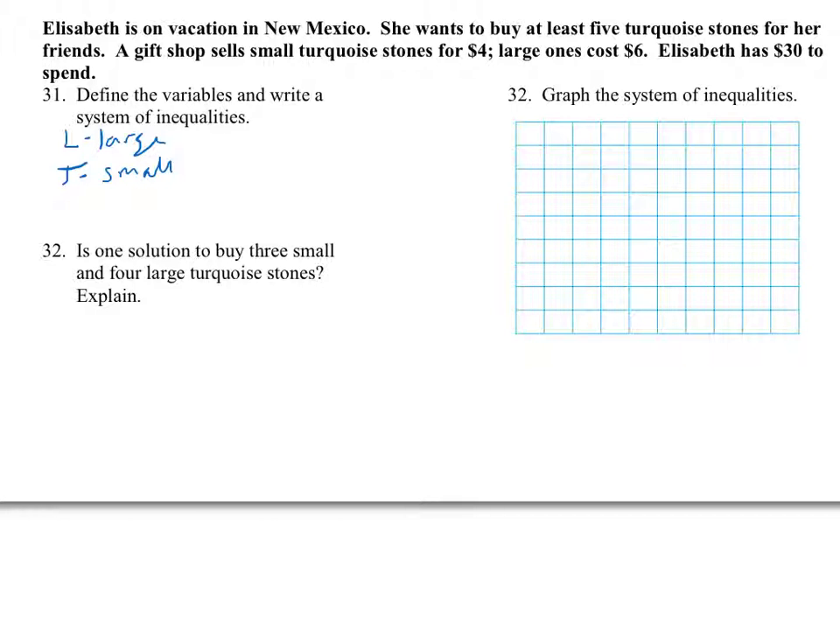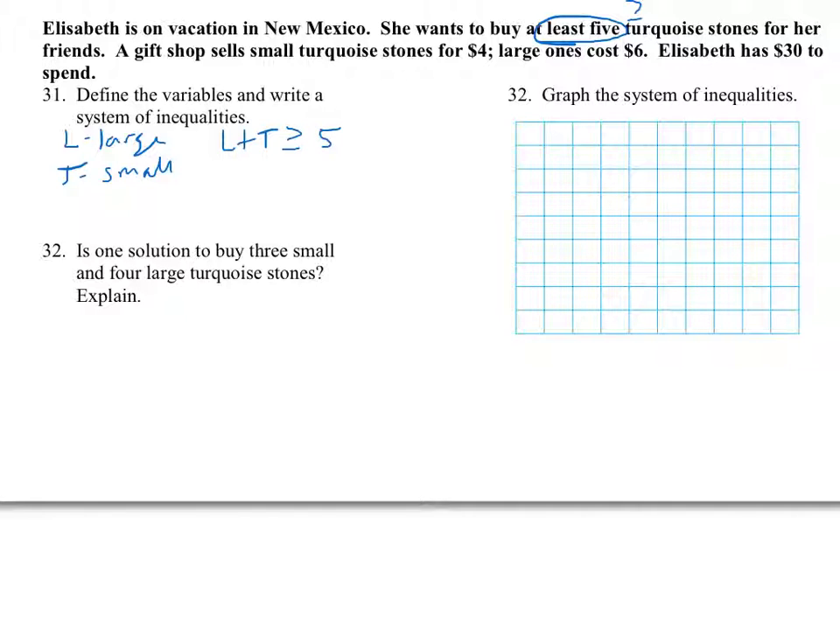Now the system would look like this. She has the wording in here that says she wants to buy at least 5 turquoise. So some large, some small, all large, all small, who knows. But at least 5. Now at least means that she can buy 5, she'd be happy buying 6, and so on. So this is a greater than or equal to symbol. Alright, so if you take number of large plus the number of tiny turquoise, together she'll have greater than or equal to 5 turquoise when she leaves.